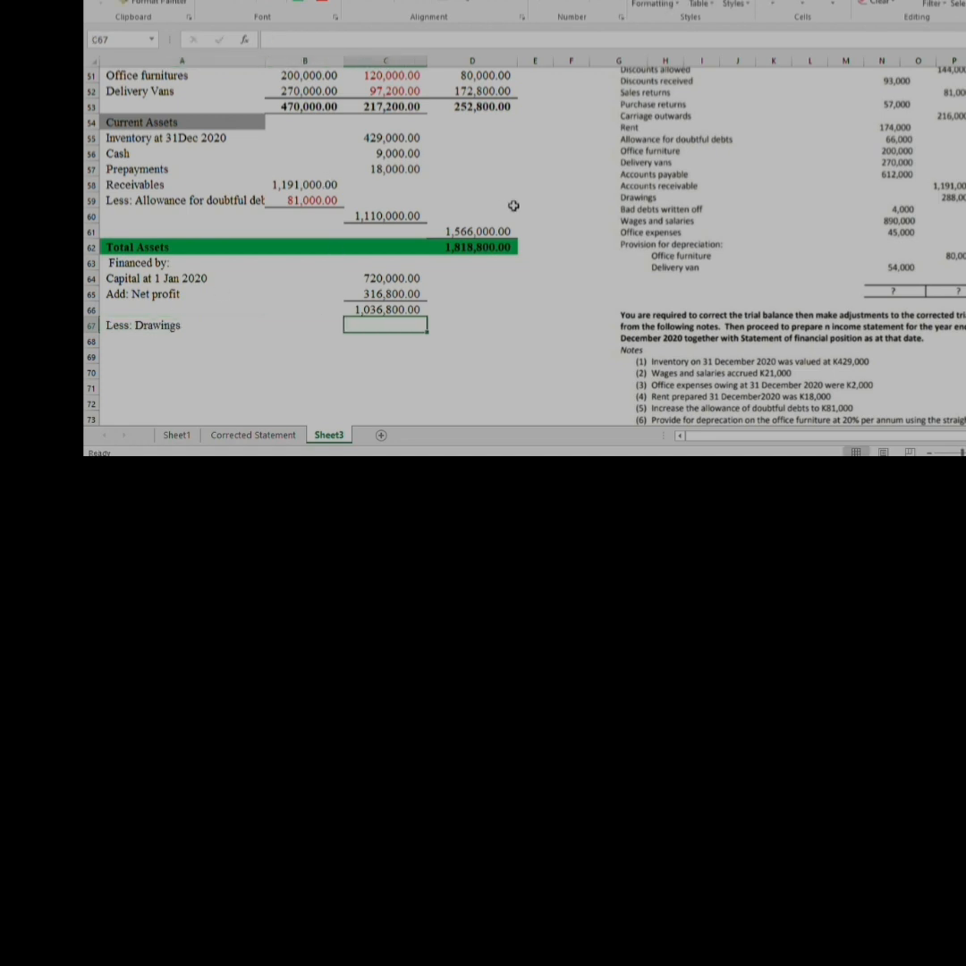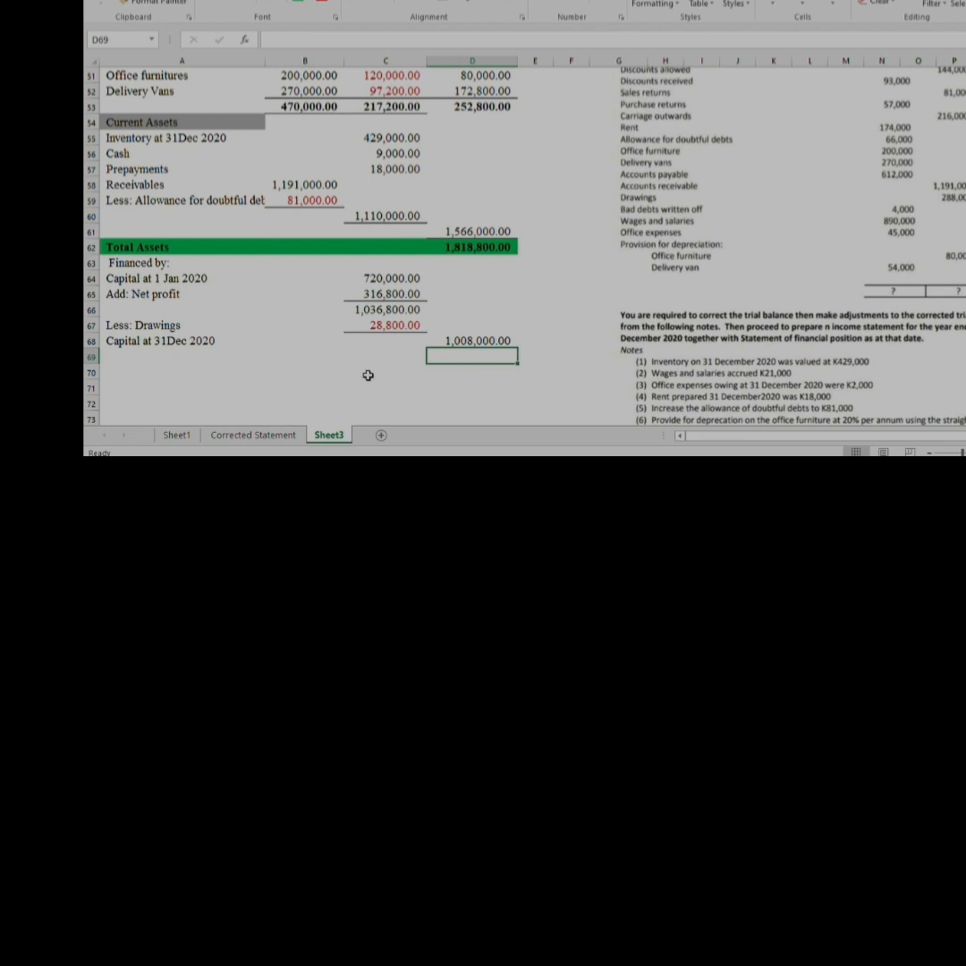So you less the drawings from there. The drawings have been given as 288,000. So we highlight this one since we're saying less, and we find the capital at the 31st December 2020. This is the closing capital, of course. So it's 1,036,800 minus 288,000. We have 748,800. Okay.